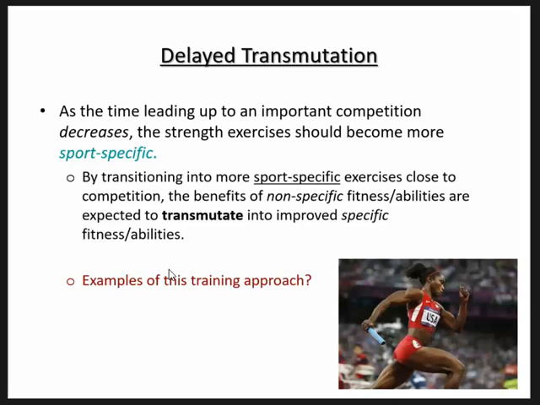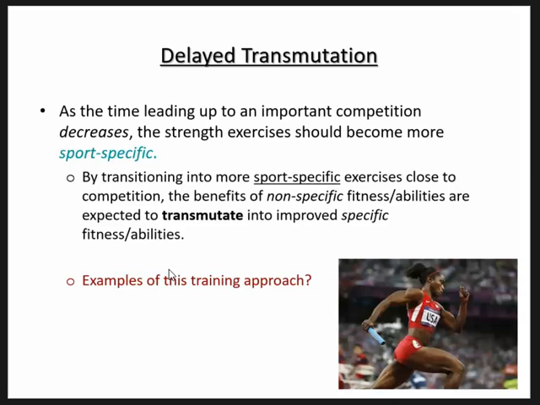But what the goal is, that's non-specific fitness. I'm powerful, I'm explosive due to the Olympic lifts and the plyometrics. But the goal is to be explosive on the track. So the transmutation part comes in where all that non-specific fitness that I gained due to my resistance training is going to transmutate to where I'm going to be more explosive off the blocks. And I'm going to be more explosive in my arm pump as I'm sprinting. So that's transmutation.